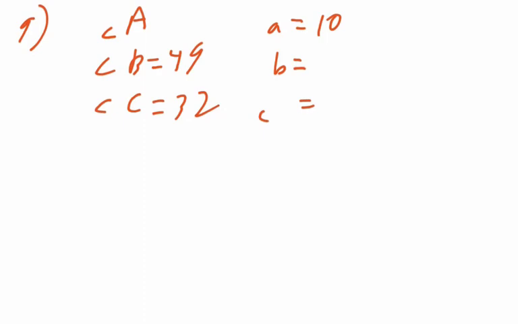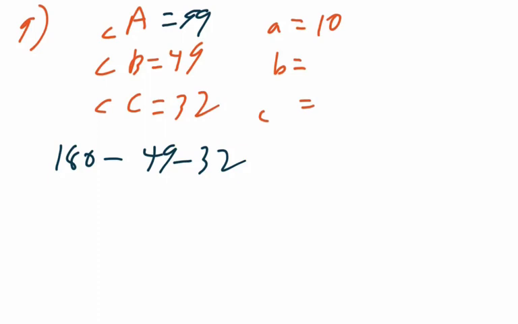Alright, this is our first of the non-right triangles. And so to find the third angle, I'm going to subtract off the two angles I know from 180 again, because the triangle has 180 degrees and angle A equals 99 degrees.